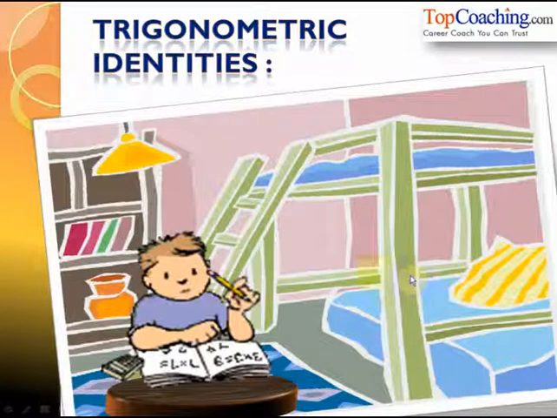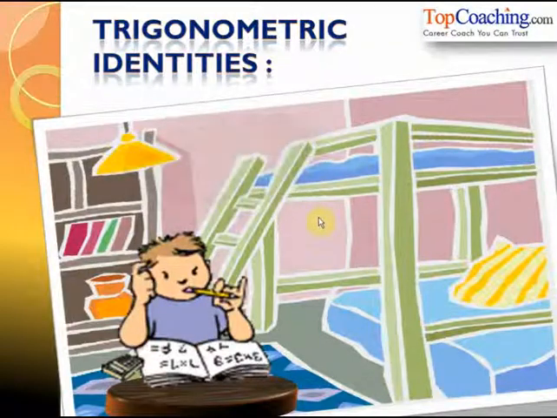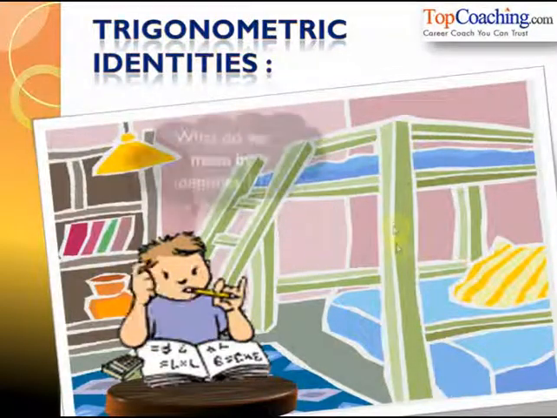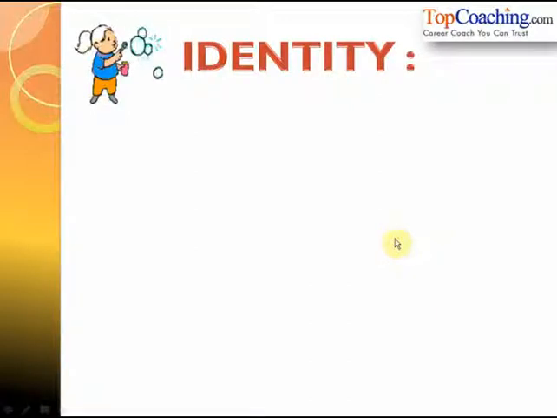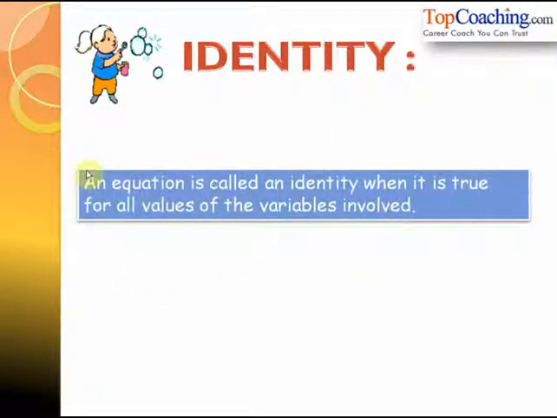But before we go into exactly what trigonometric identities are, it's important for us to understand what we mean by identities. So let's look at the definition of identity. An equation is called an identity when it is true for all the values of the variables involved. So if we put any value of the variable, then that equation is satisfied. Such an equation would be called an identity.